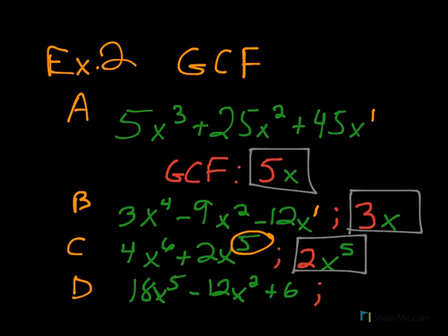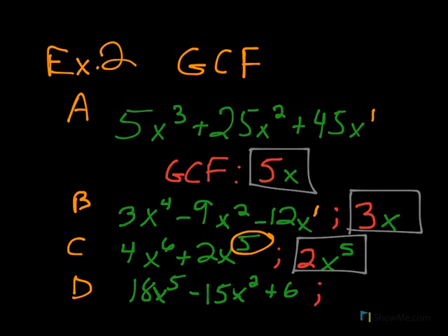What is the greatest common factor? Well, I'm sorry, I'm going to change one thing just for fun, because I want you to see something. This is not 12. Please change that to 15. The actual problem is 18x to the 5th power minus 15x squared plus 6.